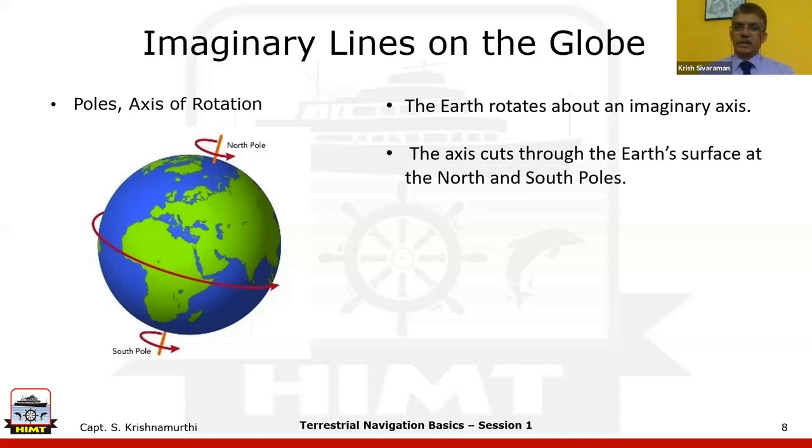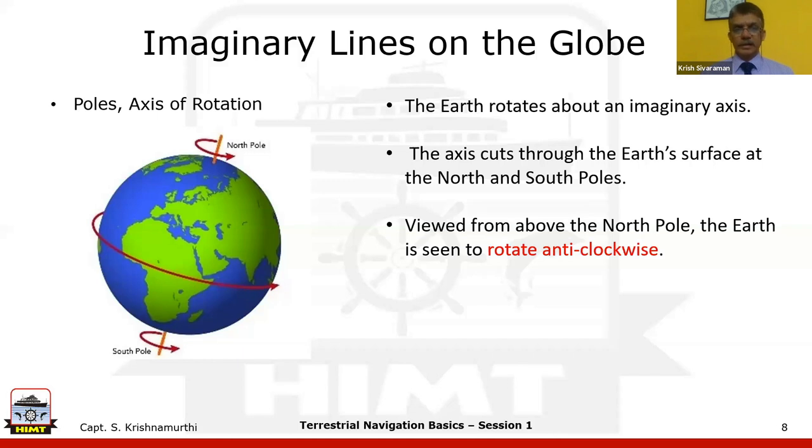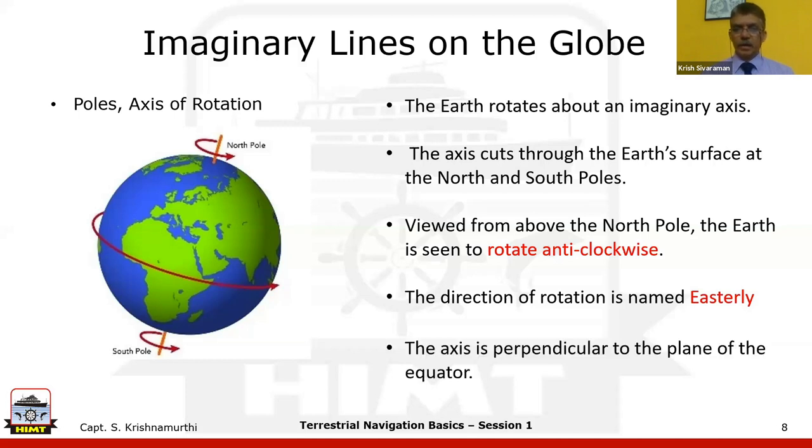Okay, some of the things: the axis, of course, cuts through the Earth's surface at the North Pole. And viewed from above the North Pole, the Earth is seen to rotate anti-clockwise. We refer to this direction of rotation as easterly. An important thing to keep in mind is that the axis is perpendicular to the plane of the equator. Okay, we all know what the equator is. It's one of the great circles.